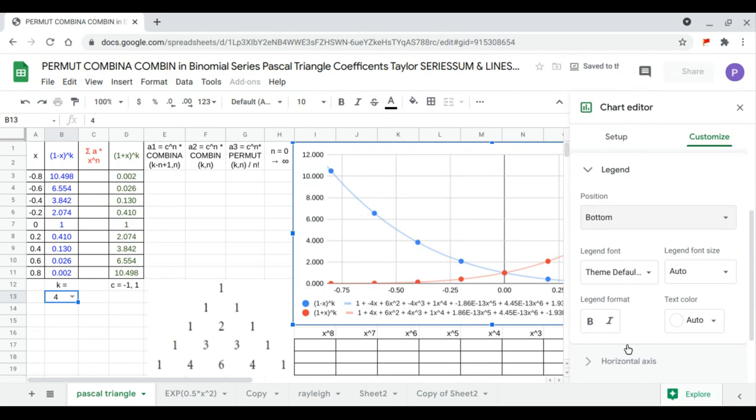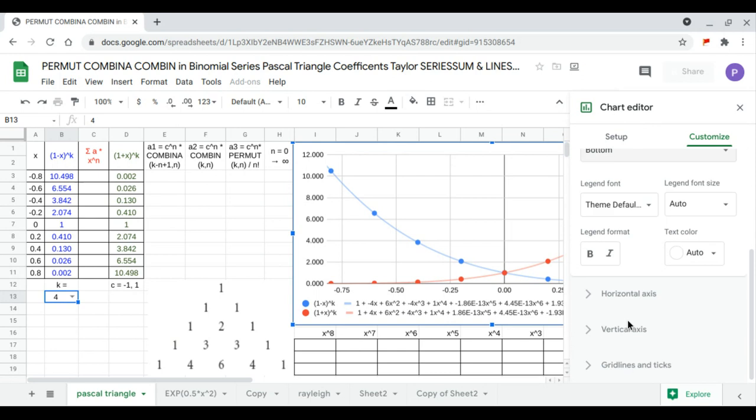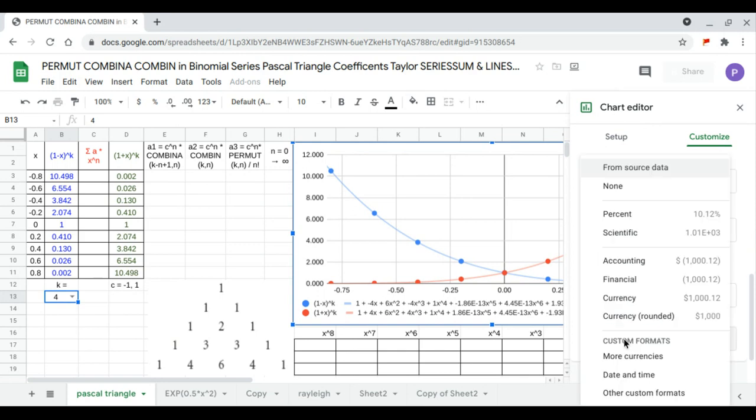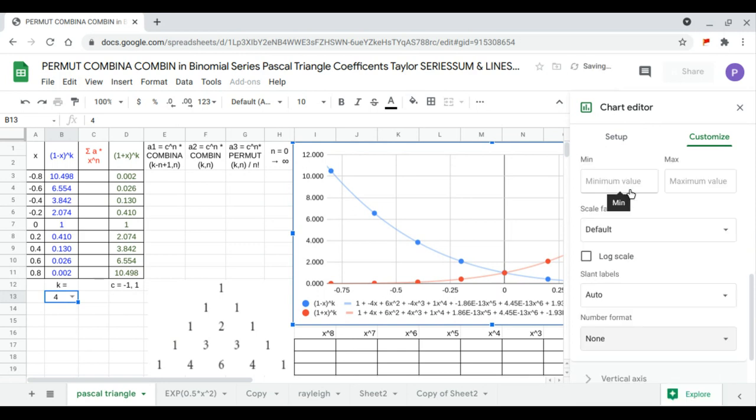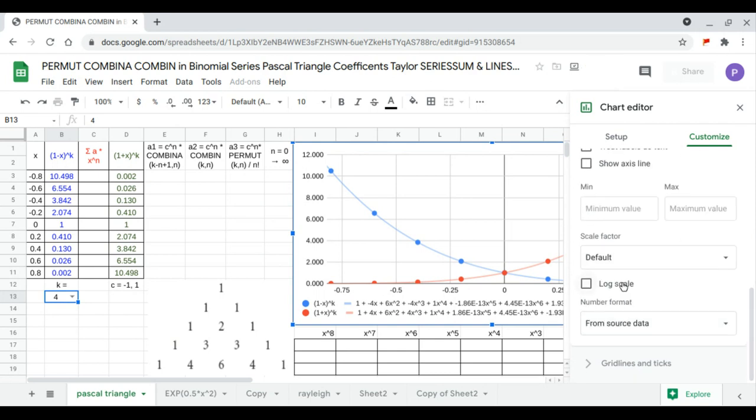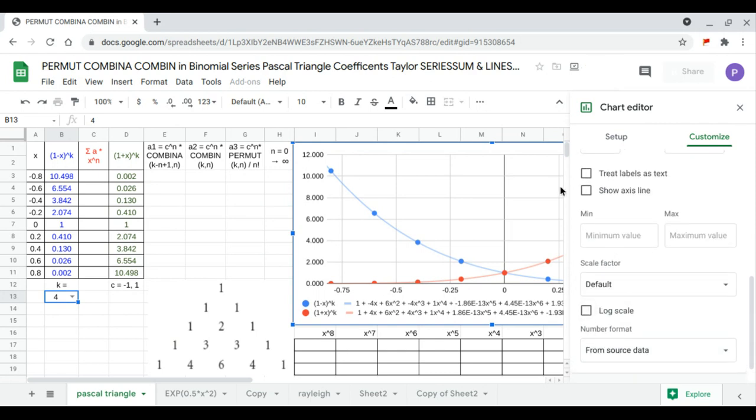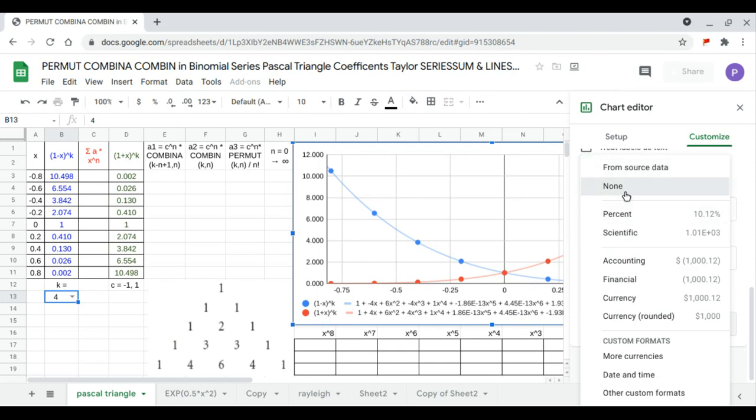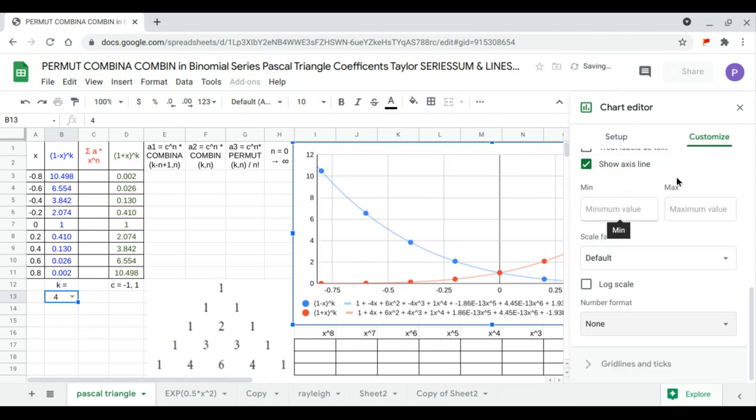You have to clean this. We begin with the horizontal axis. The number format should be none. Now the vertical axis. Vertical axis, we show the axis line. And the number format, we have to change this. It would be none. Now that's better.